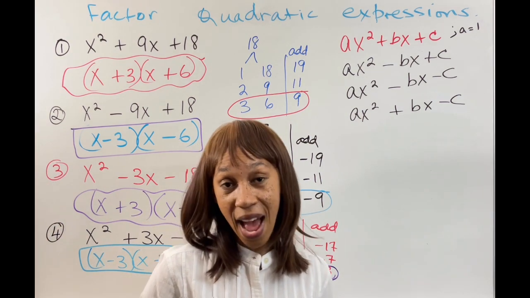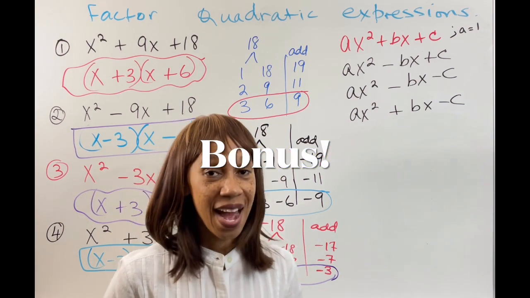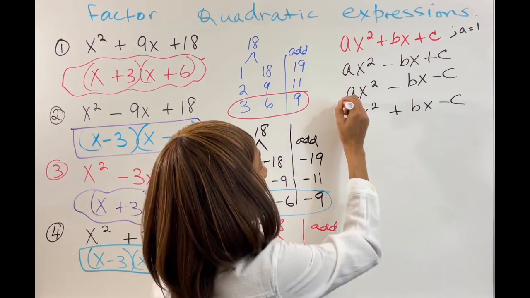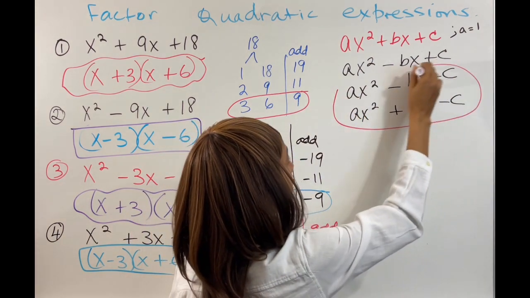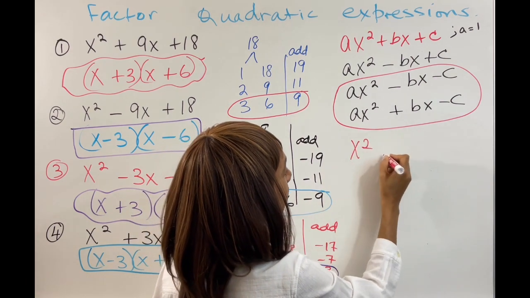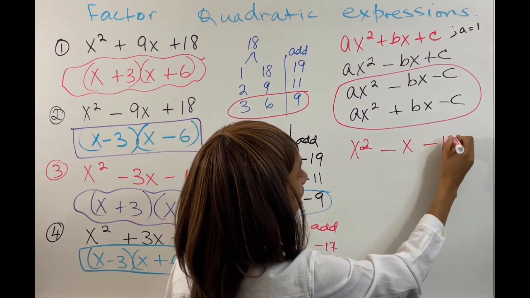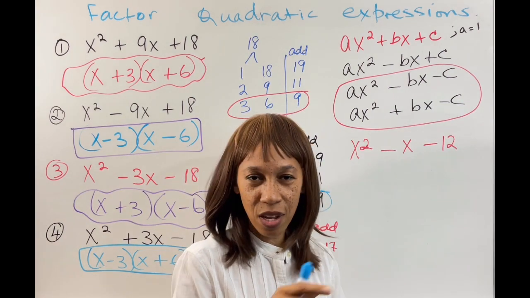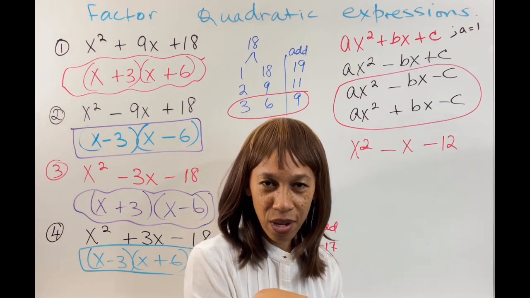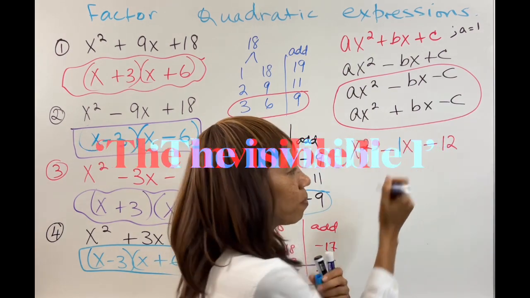As an extra icing on the cake, I like to throw in a little bonus for you. And with that being said, I am going to concentrate on these two examples at the bottom here. Say, for instance, I have x squared minus x minus 12. The first thing that you might say to yourself, there's no number in front of the variable in that middle term, right? But guess what? I always tell you about the invisible one.